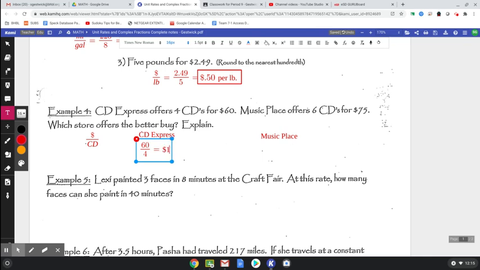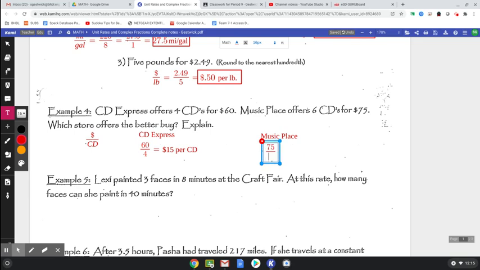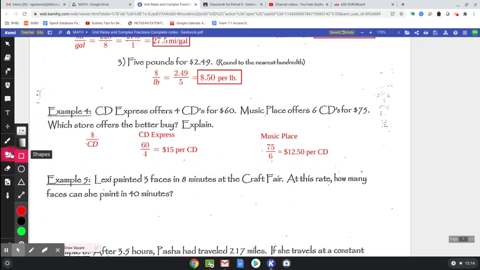That looks like $15 per CD. Okay, now let's check out Music Place. How much are they charging? $75. Okay. $75 for 6 CDs. Okay, type that in. 75 divided by 6. I'm getting $12.50 per CD. So which store offers the better buy? Music Place, right? You're paying less per CD. So we can just box Music Place. There we go.